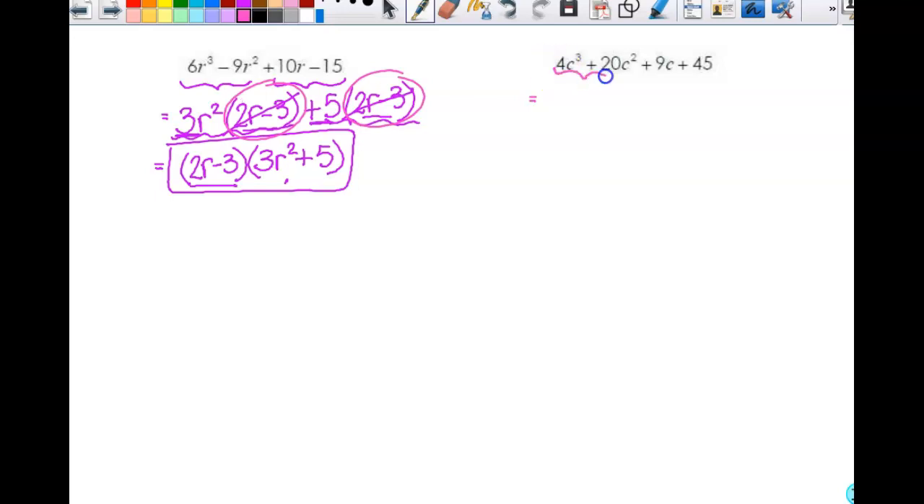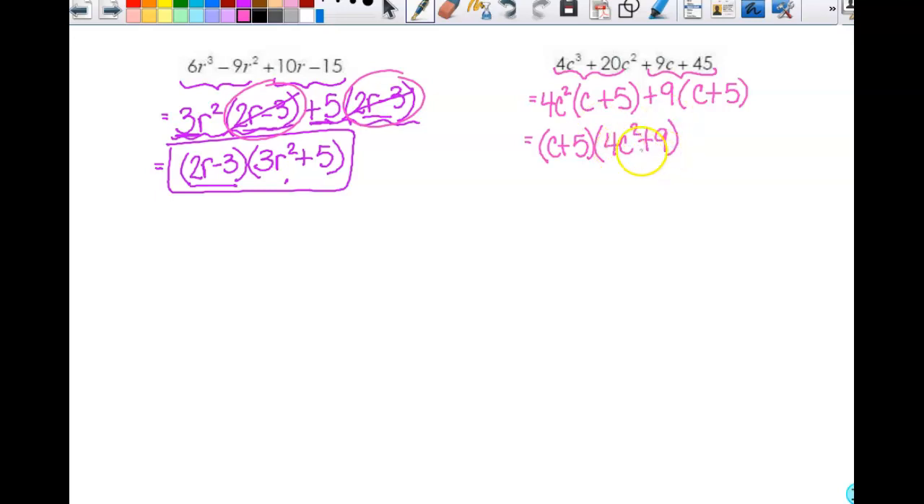Okay, so out of these two, 4 and 20, I can both factor out a 4 and then a c squared. That leaves me with c plus 5. And then out of these two, I can factor out a 9. That leaves me with c plus 5. And sometimes you don't recognize the greatest number until you have factored something out, and then you realize you could factor more. Then I can factor out that c plus 5, and that leaves me with 4c squared plus 9.